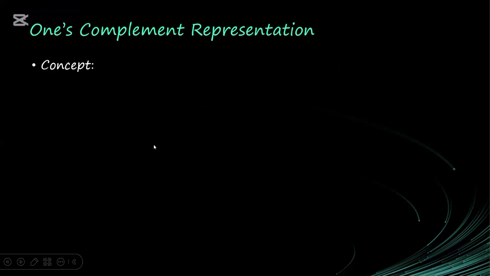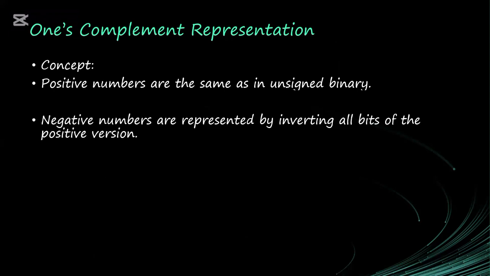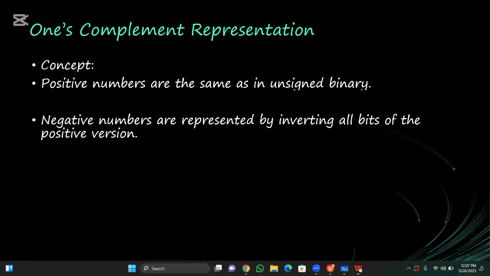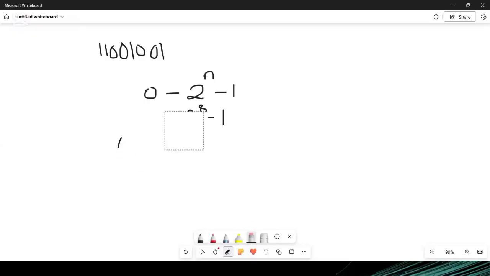Now, this is the concept. Positive numbers are the same as unsigned binary. Do you understand? When we count from 1 to 15 or 16, all the positive numbers are the same as the unsigned binary integers. But the negative numbers are represented by the inverse of the positive versions. Let me show you something. I'm going to be using 8 bits. Let's keep working with the 8-bit.